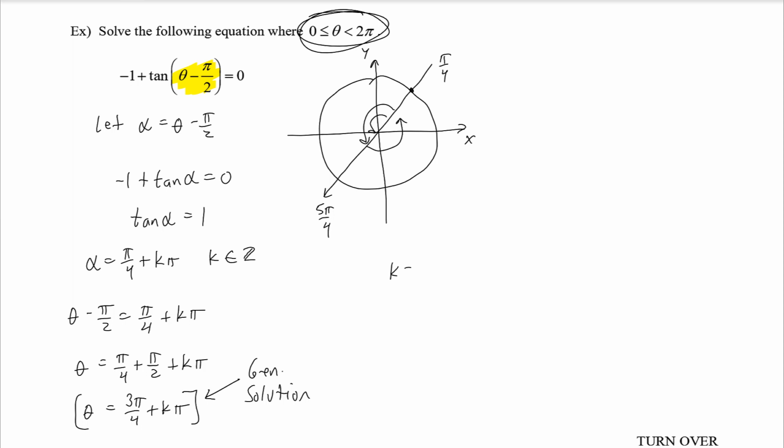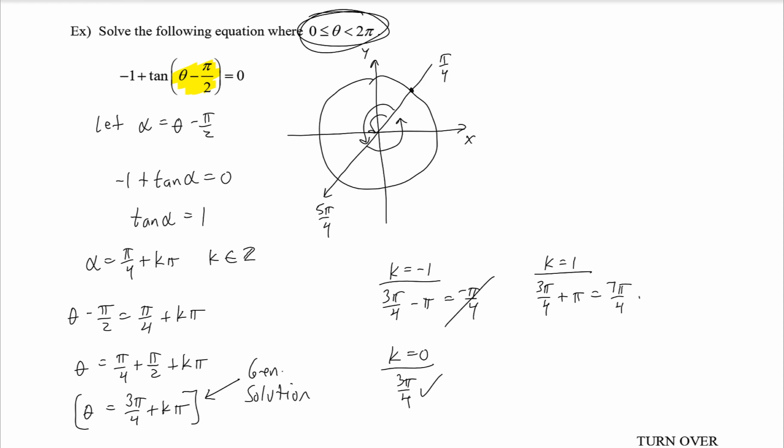So what if k was, say, -1? I'd have 3 pi over 4 minus pi. Well, that would be negative pi over 4. Ugh, I don't want that. That's a negative answer. What if k is 0? Well, then I get 3 pi over 4. That's definitely a positive angle between 0 and 2 pi. What if k equals 1? Well, then I get 3 pi over 4 plus pi, which would be 7 pi over 4. Aha, that is definitely a positive angle between 0 and 2 pi.